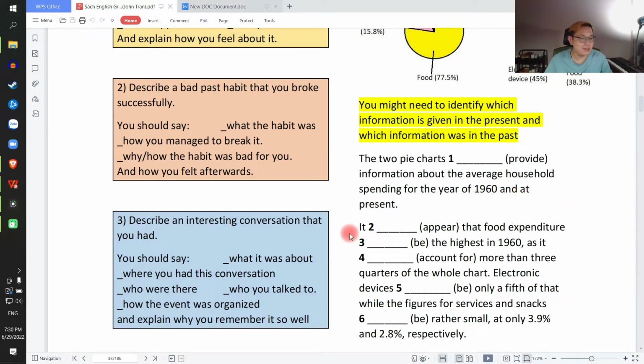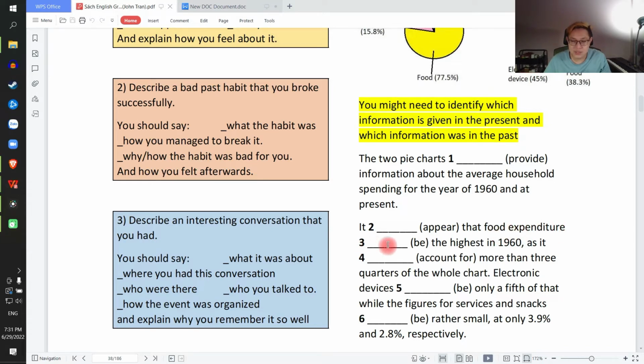Number 2, it appears that. Có vẻ như rằng, đối với mình ngay hiện tại bây giờ, cho nên nó sẽ là thì hiện tại đơn ở đây. So basically it appears to you right now. So of course it appears right now, you feel that, you see that right now. So it's present simple, cho nên phải dùng thì hiện tại đơn, tại vì nó appear xuất hiện cho mình ngay bây giờ. It appears that. Food expenditure, number 3, it's was. Food expenditure was the highest in 1960.